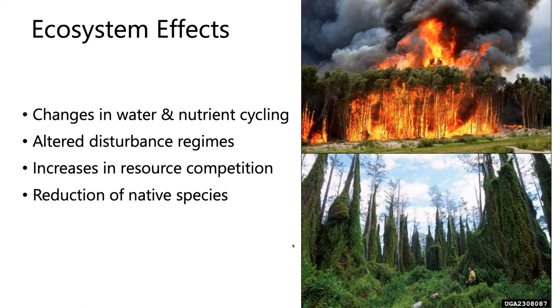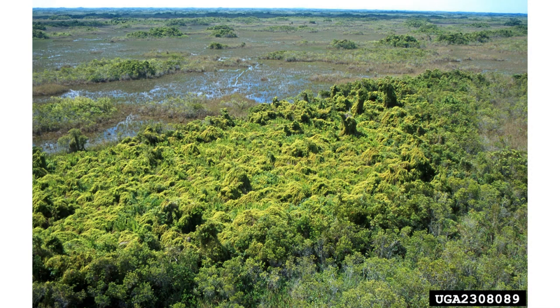you can see here. There are increases in resource competition. The photo below is a climbing fern overtopping a native ecosystem. In this case, the fern climbing up and over the trees, well, they are beating everybody else out for light in that competition scenario. And the result of all of this is that we end up with a reduction of native species. And here is a photo of one of the hammocks in the Everglades, and all of that neon looking plant material in the center of this hammock is that climbing fern.